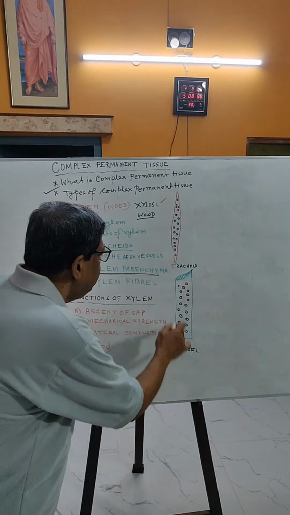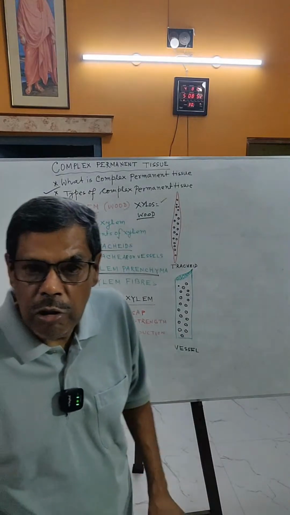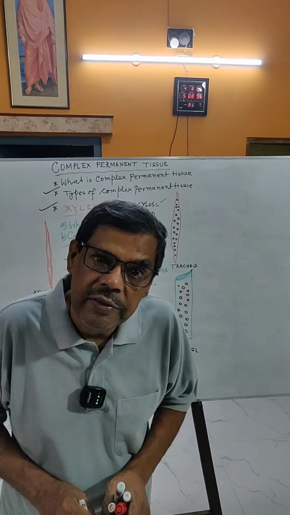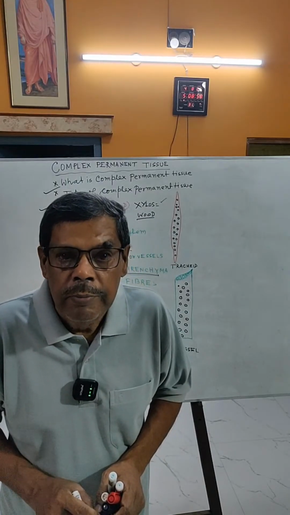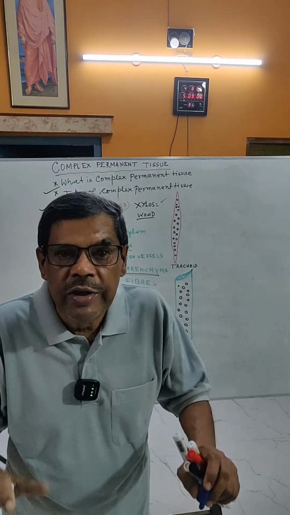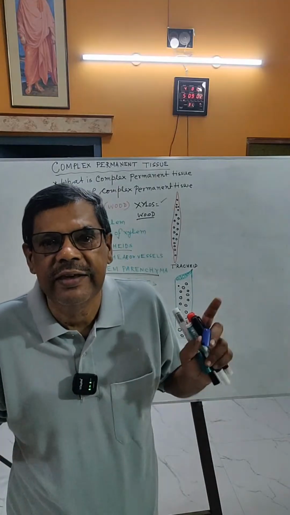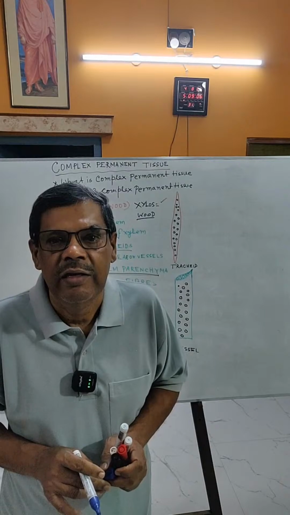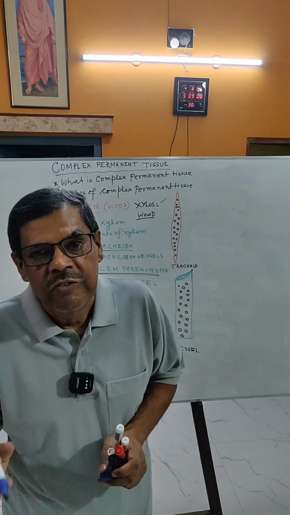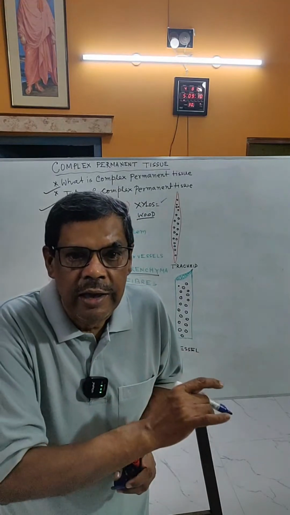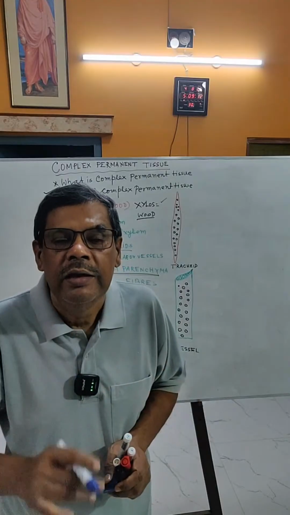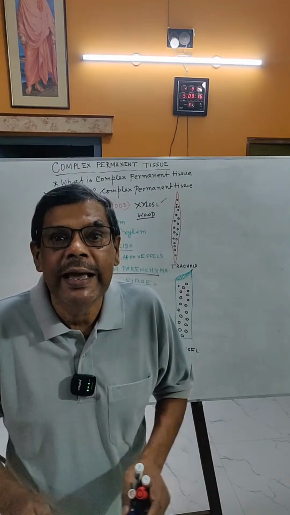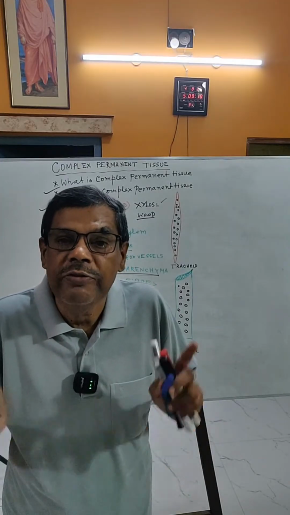These are vessels. They also perform the function of mechanical strength, because the secondary wall is elastic. It has elasticity. This elasticity gives the vessels the mechanical strength to the organs of the plant.